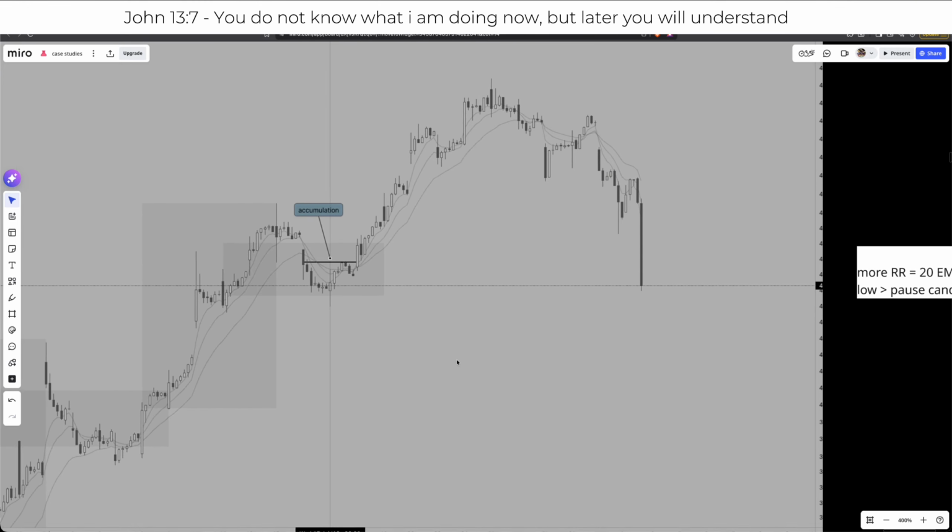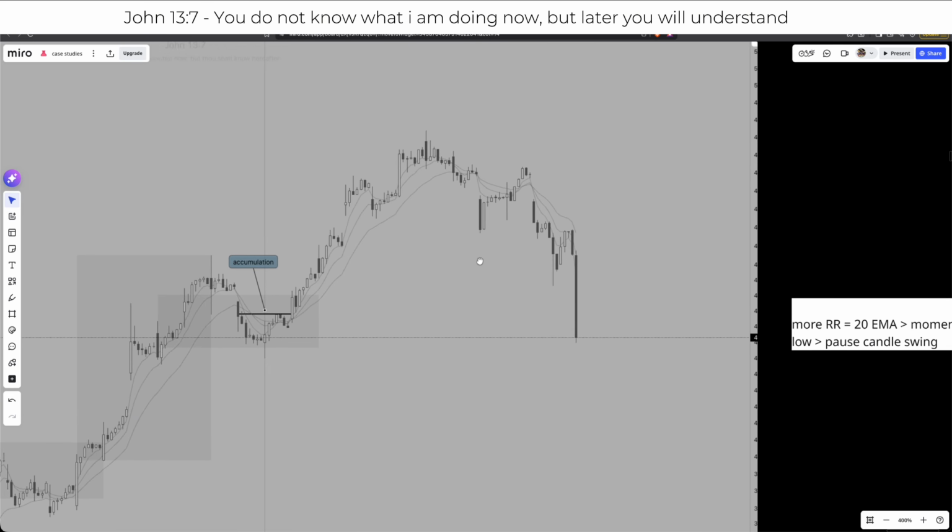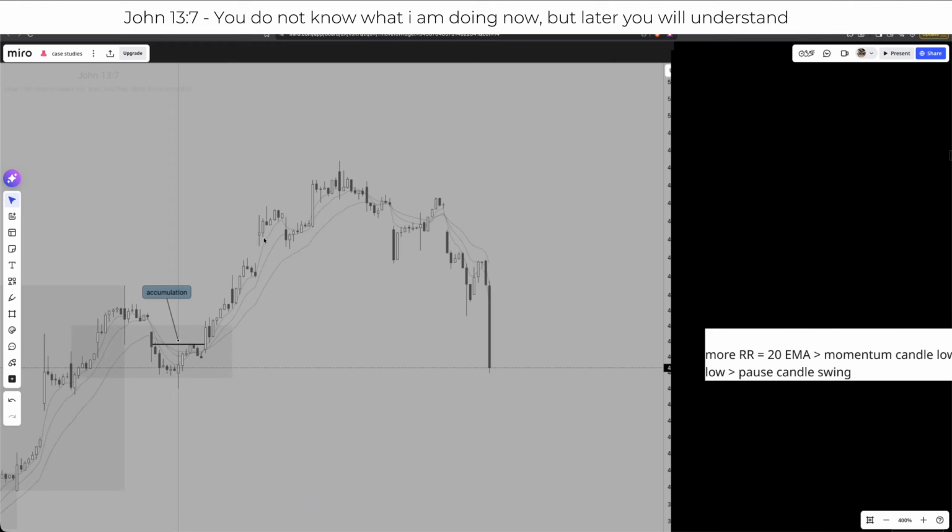So how would I do it here? So boom, under here, 20, like right here. Boom, move it around here, around this area. Boom, around this area. Boom, around here. And then you go boom again around here. And then you get stopped out right there. So this would give me pretty good RR, because I get taken out right here.